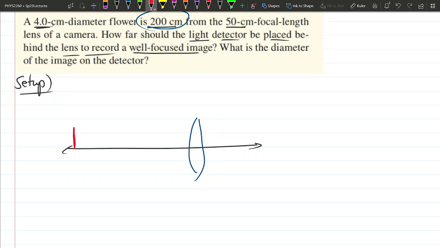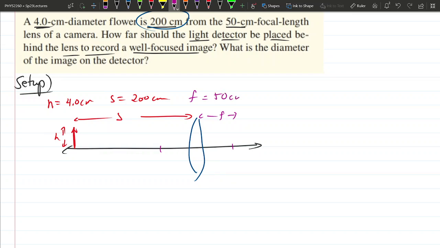So this flower is 4 centimeters tall, h equals 4.0 centimeters. Notice I'm leaving a lot of this in centimeters. I'm not going to convert to meters because all of this is going to be done in centimeters anyway. This distance is s, and s is equal to 200 centimeters. This lens has a focal length about 1/4 of that, so I'm going to mark the focal length around here. This is f, and f is 50 centimeters.